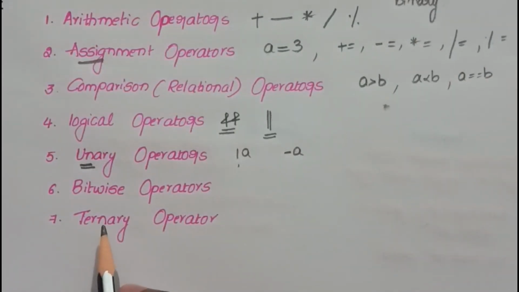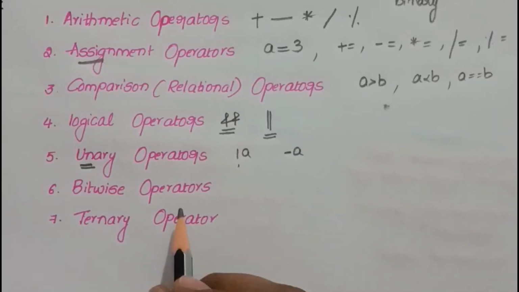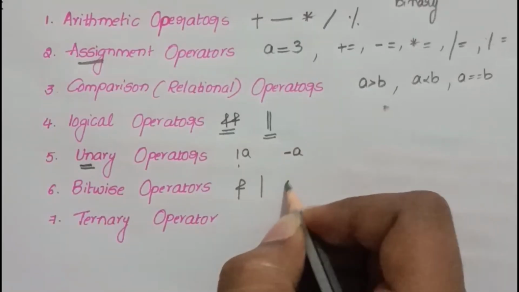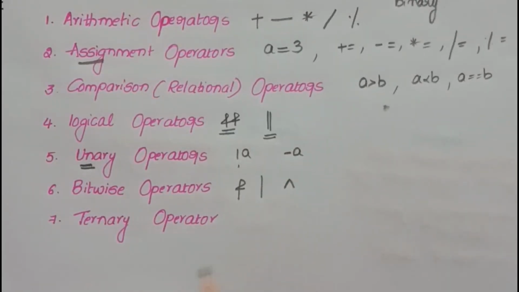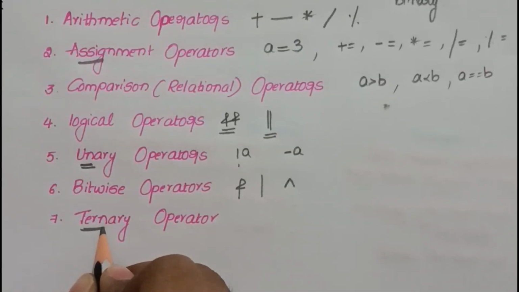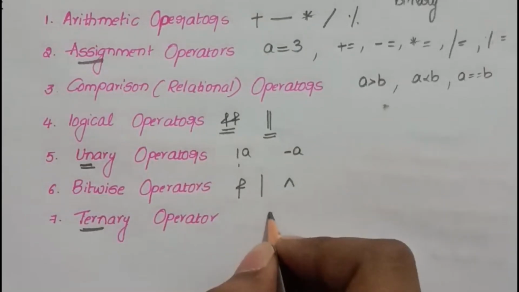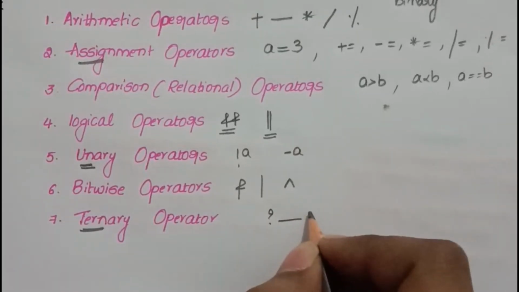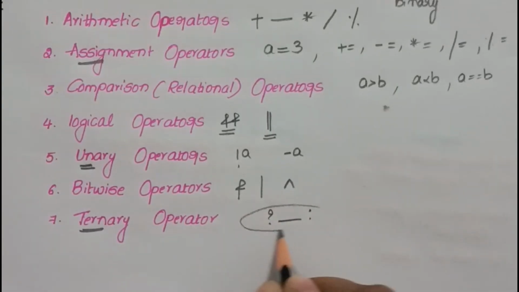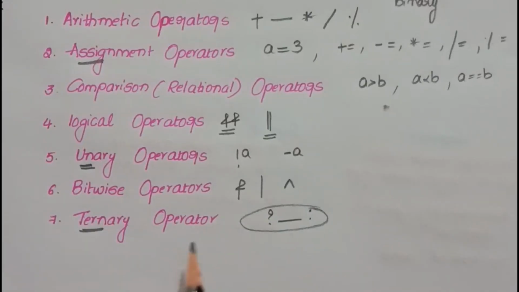And the sixth type of operators are known as bitwise operators. Bitwise operators perform operations at bit level. Types of operators that fall into this category are bitwise AND, bitwise OR, bitwise XOR. And finally, the ternary operator. In the name itself, we can see ternary, meaning it expects three operands. The syntax of this is a question mark followed by an expression and a colon. We will discuss in detail when we have to use this ternary operator when we discuss the ternary operator.